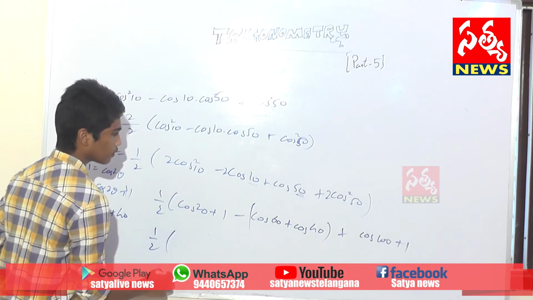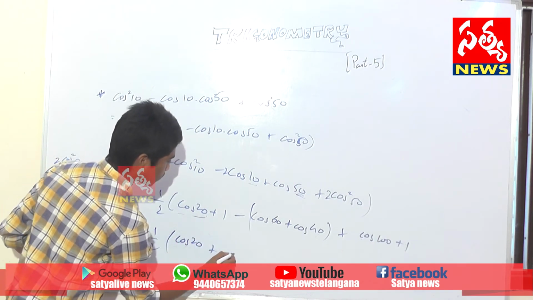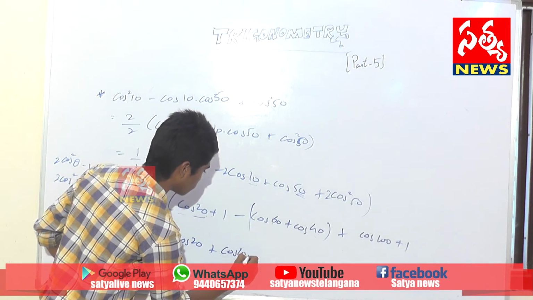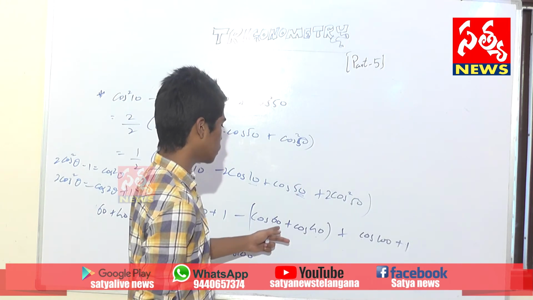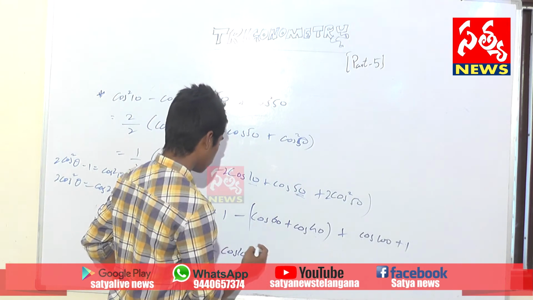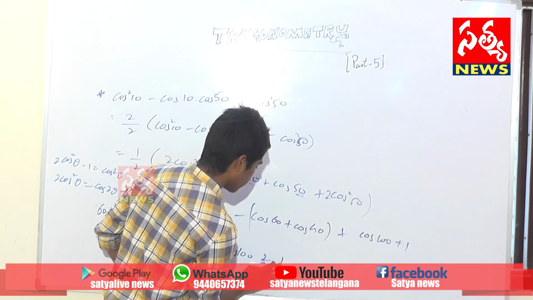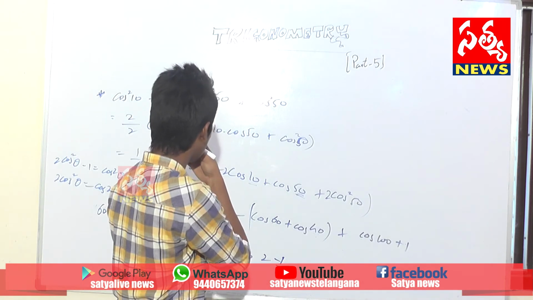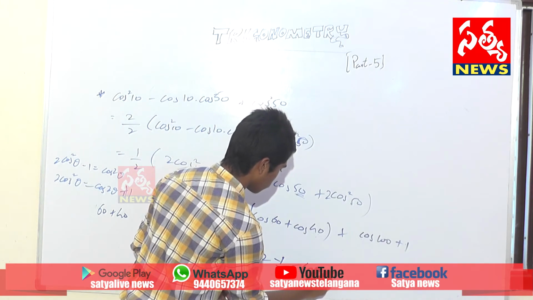Now half of cos 20 plus cos 100, as here cos 60 is 1 by 2, 1 plus 1 is 2, 2 minus 1 by 2, minus cos 40.